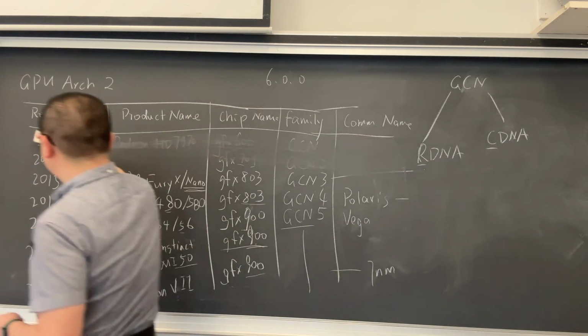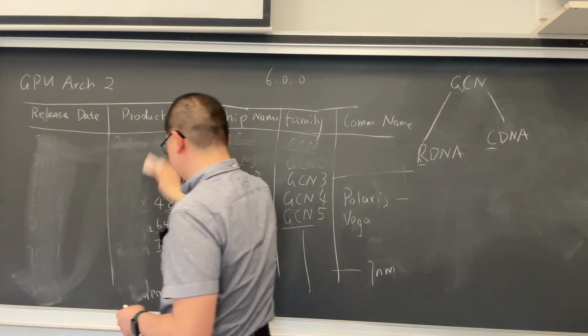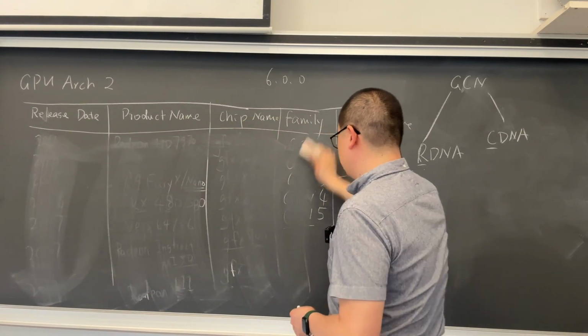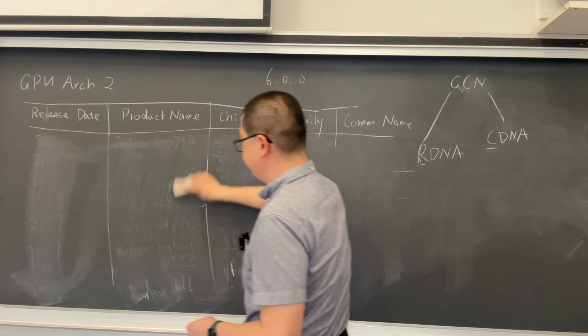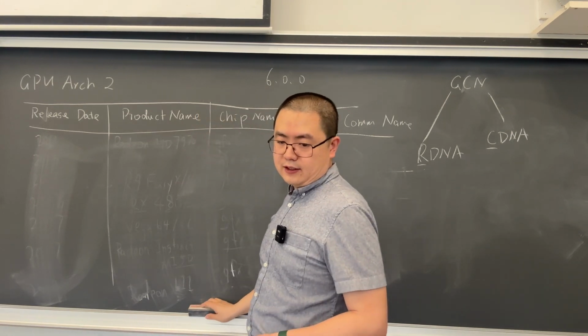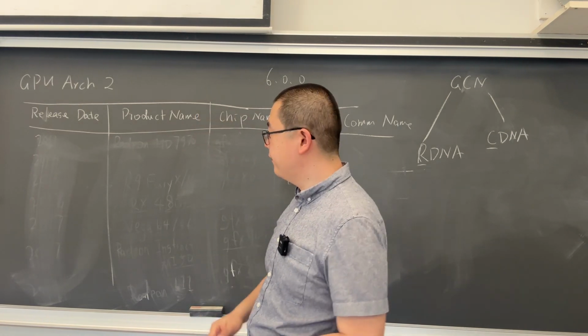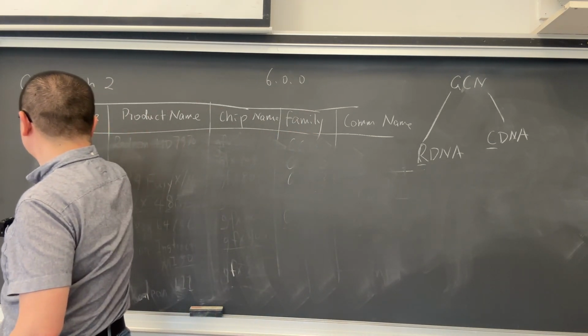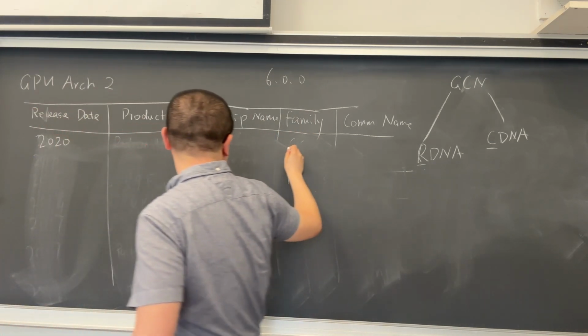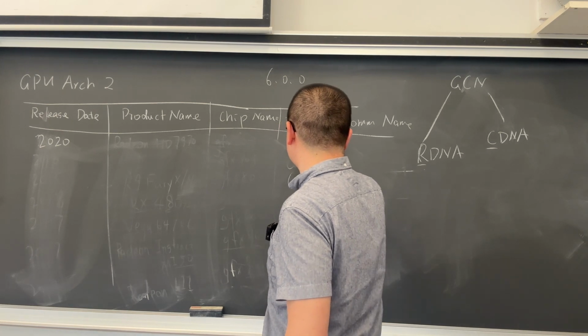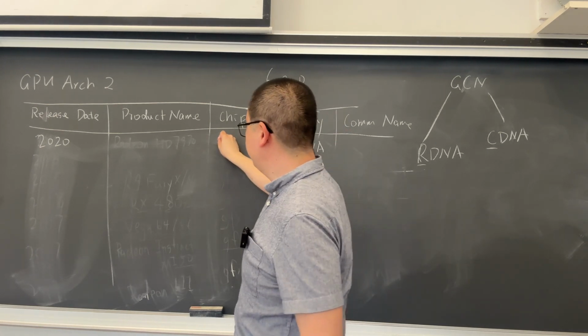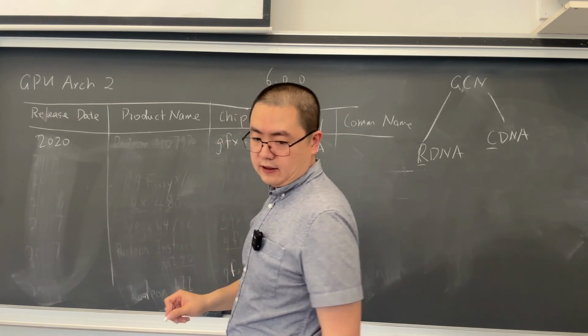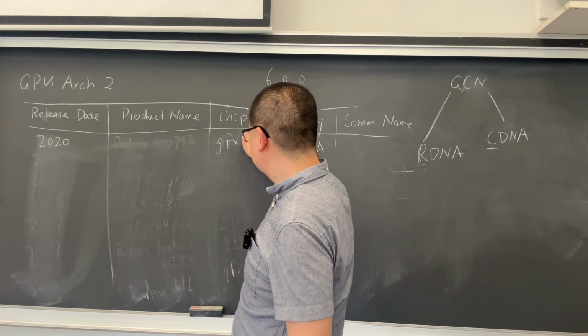Then it's 2019. That's not too far away from us. Then what's the generation after that? Then they start to have this RDNA, the first RDNA, in 2020. And the first generation of RDNA, the chip name is called GFX10.